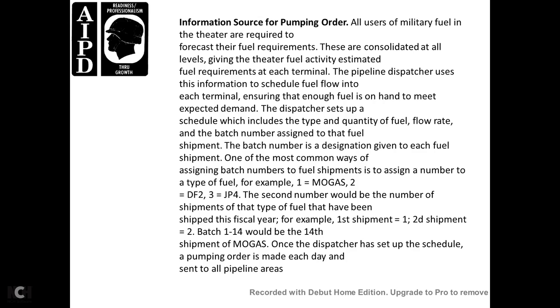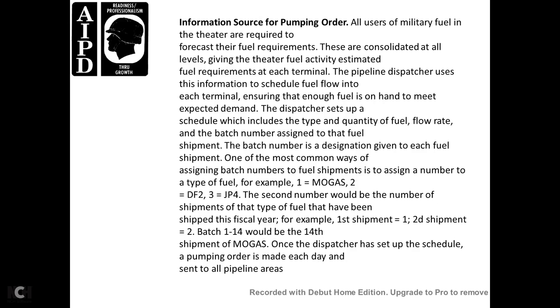The dispatcher sets up a schedule that includes the type and quantity of the fuel and the flow rate, with a batch number assigned to the fuel shipment. The batch number is given to each fuel shipment. One of the most common ways of assigning the batch number is to assign a number for the type of fuel. For example, 1 is MoGas, 2 is diesel fuel, 3 is JP4.